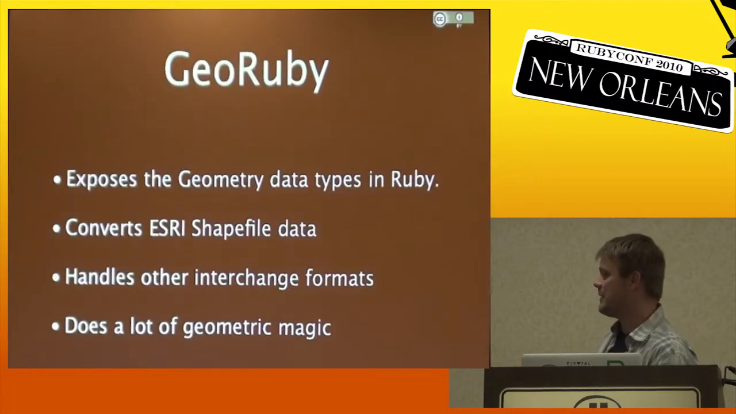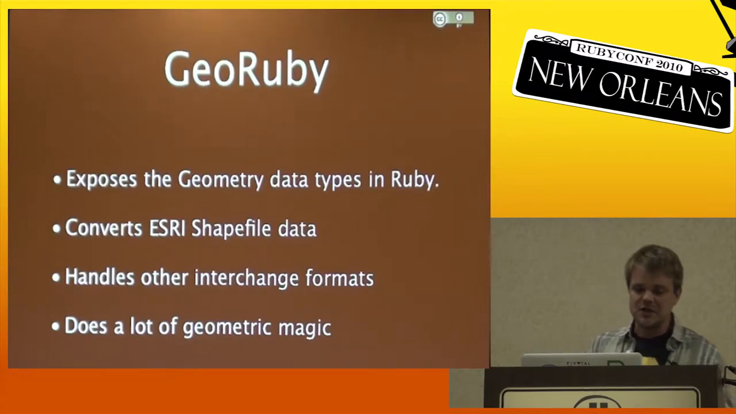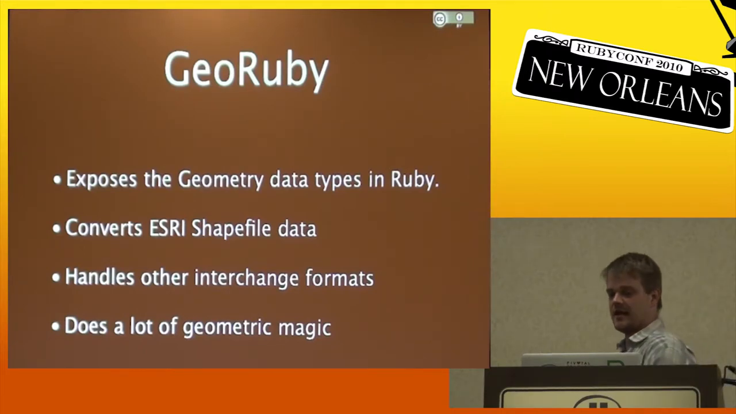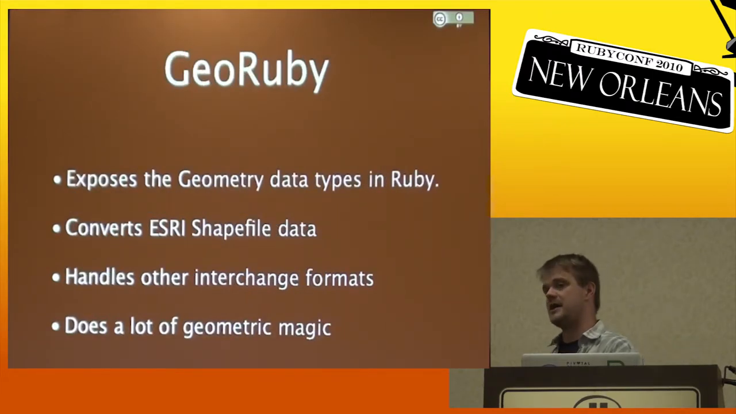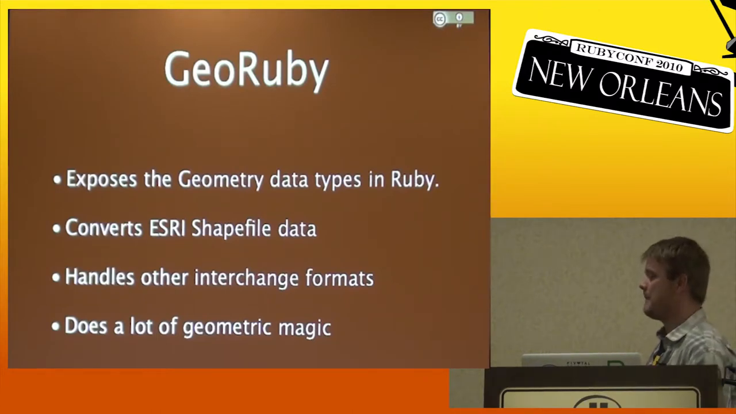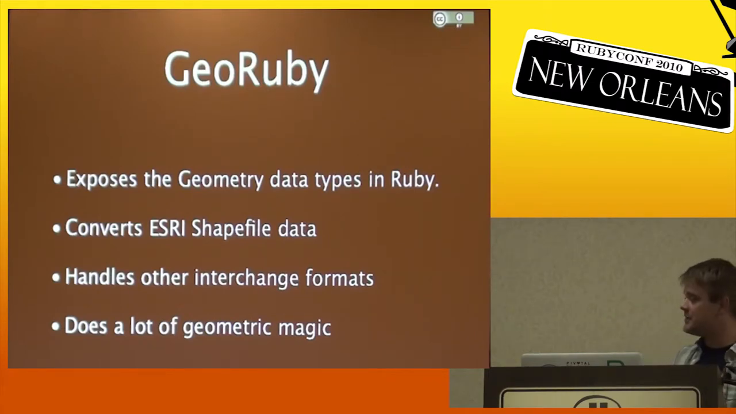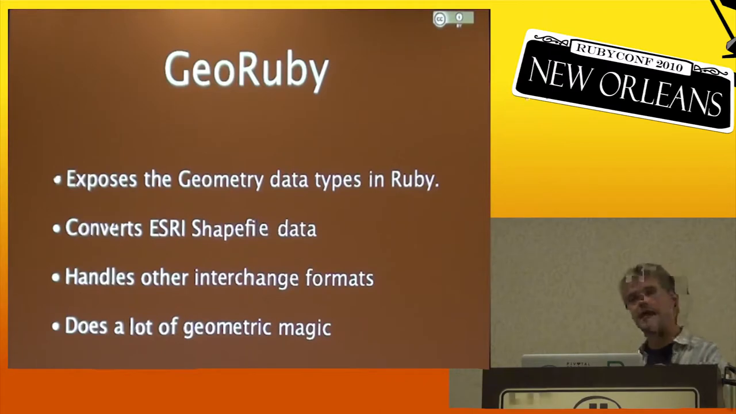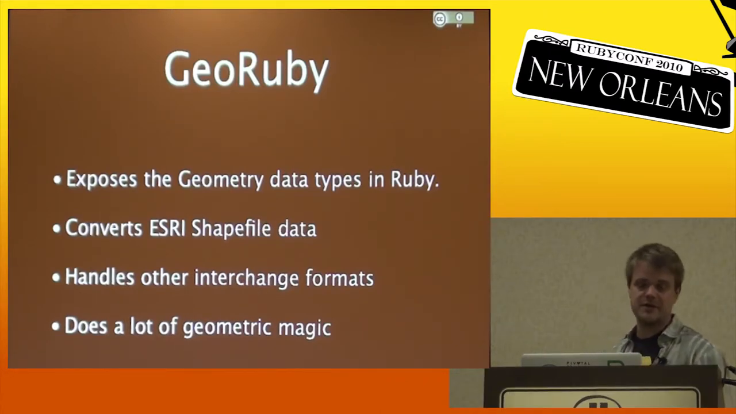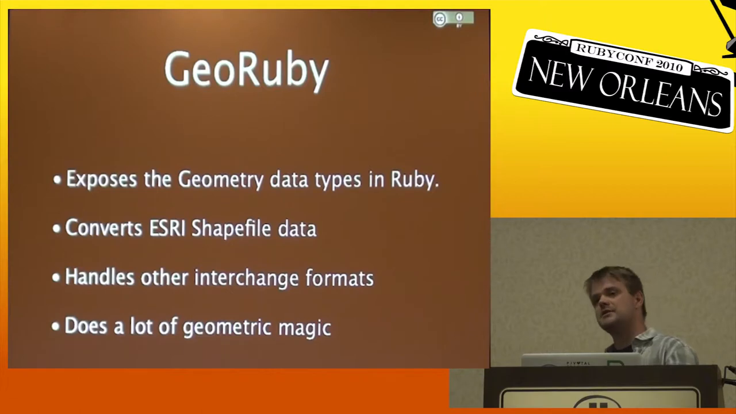Okay, next tool in the spatial stack is GeoRuby, and this is where it starts to get interesting. GeoRuby is the layer where we start exposing the geometry data type within the Ruby language. So it is the package that gives you the line type, the point type, the polygon type, and gives you methods on those types to do interesting spatial things. It also comes with a handful of command line tools. You can convert ESRI shapefile data into other things like KML, or if you're dealing with a Google Earth application, or GeoRSS, or any number of other formats.